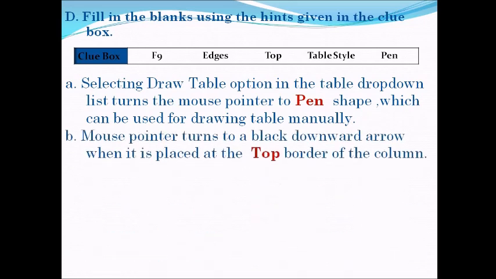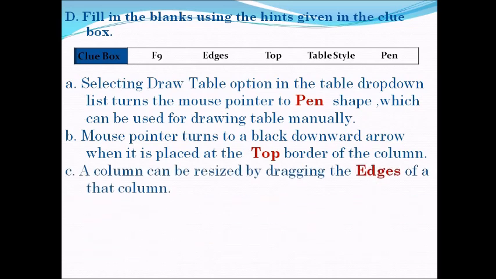Then next, the mouse pointer turns to a black downward arrow when it is placed at the dash dash border of the column. So the answer is top border of the column. Then next, a column can be resized by dragging the dash dash of the columns. So we can drag the edges.